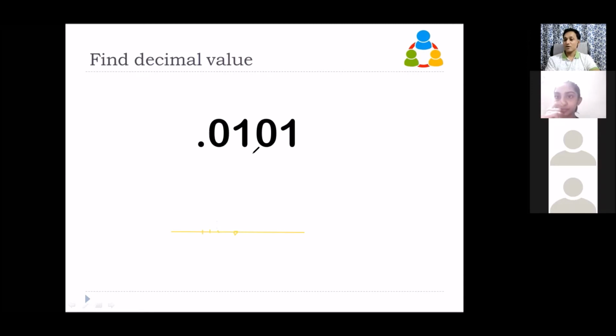Is that how you all got 5 by 16? Yes, 1 by 4 plus 1 by 16, right? So 1 by 4 is 4 by 16, plus 1 by 16. Did you all get it like this? This is the way to validate it. Did all of you get it? Yes, sir. Is there anyone who doesn't understand it?